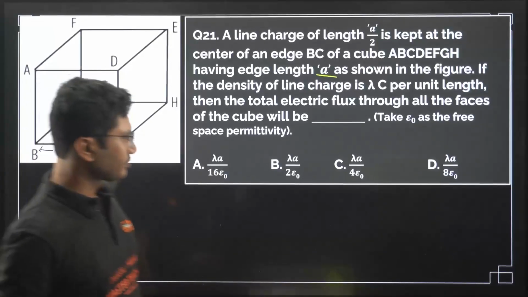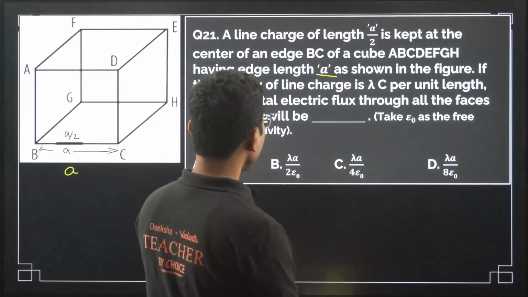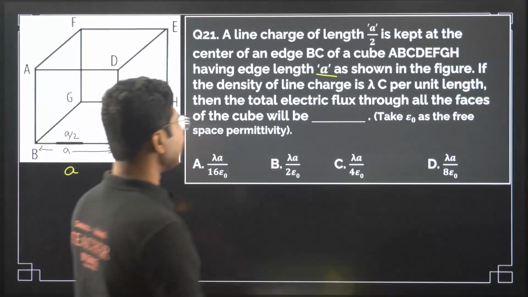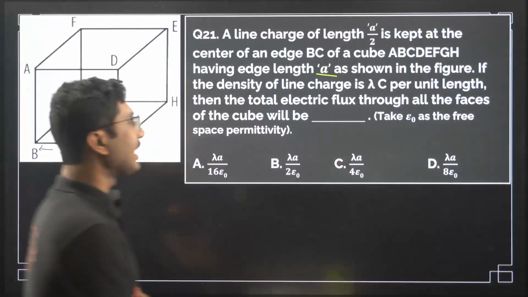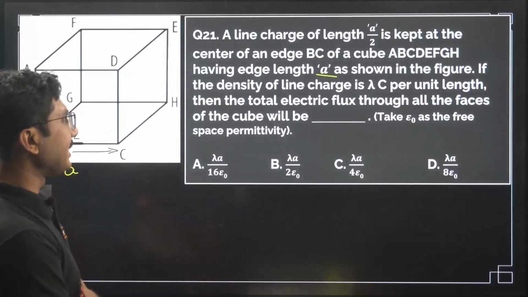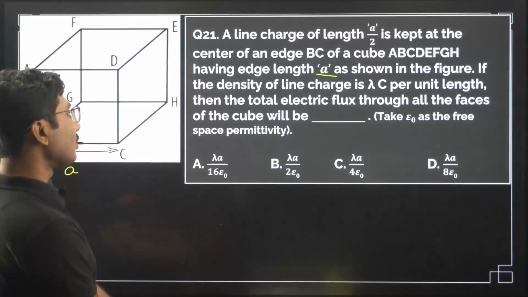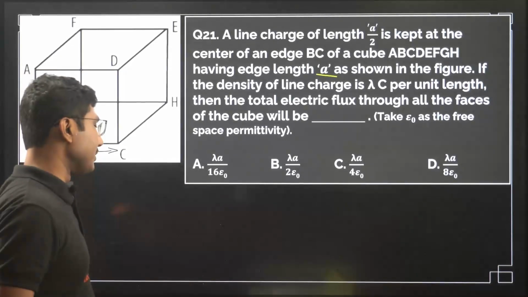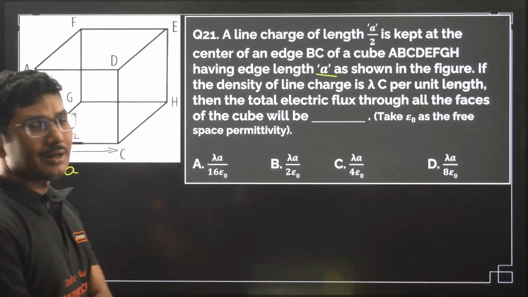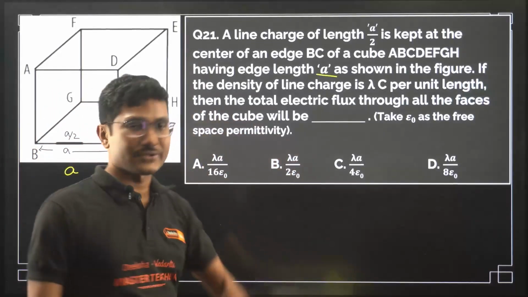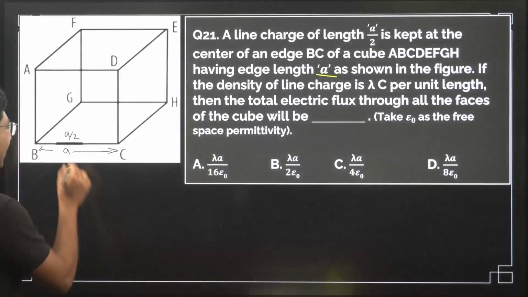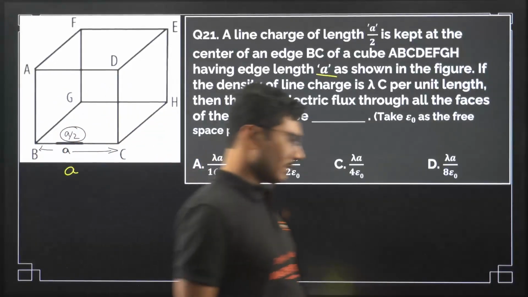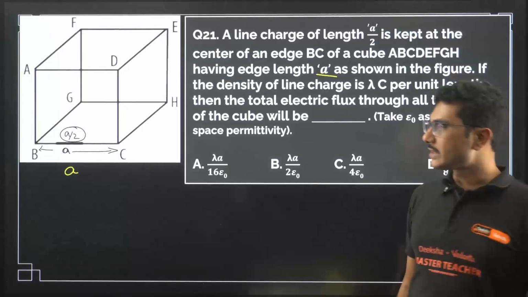Okay. So here, if the intensity of the line charge is lambda coulomb per meter per unit length, then you have to find the total electric flux through all the faces of the cube. Very interesting question. Now this A is not required, this A by 2 is required. Don't get confused, they just tried to confuse you.